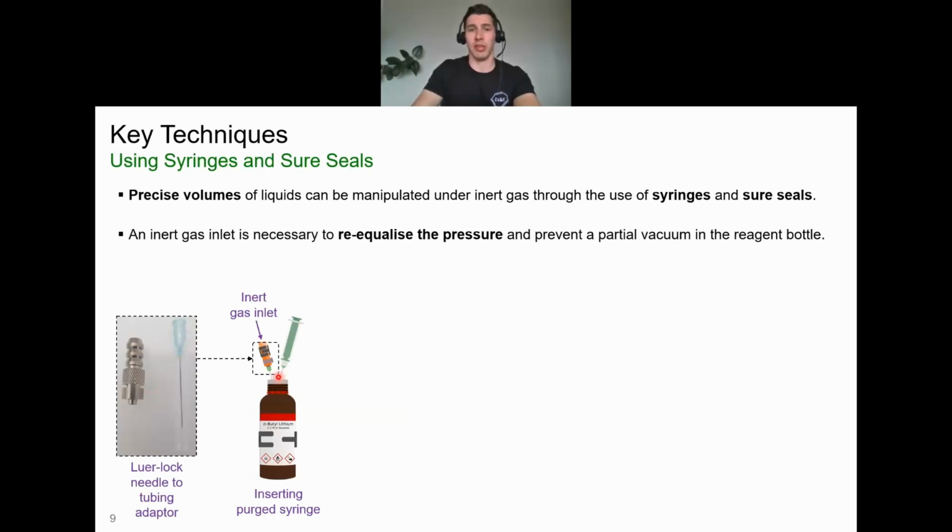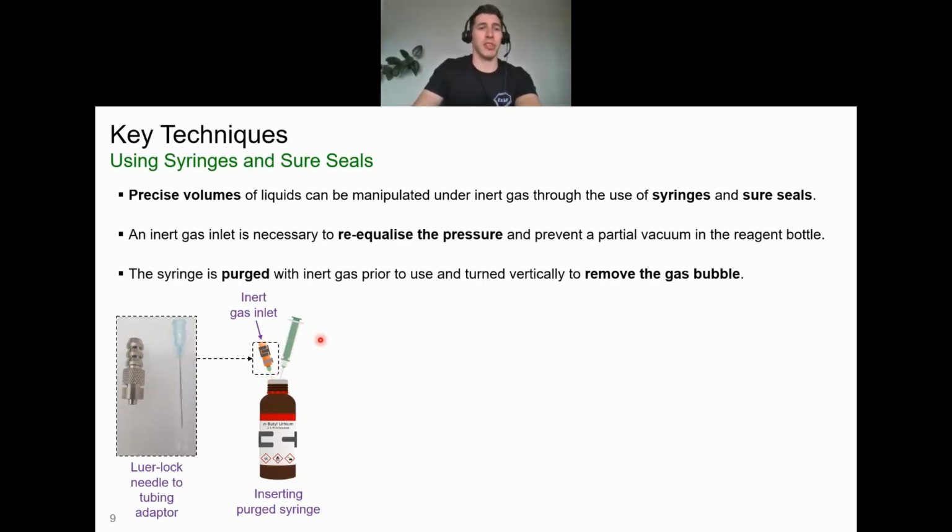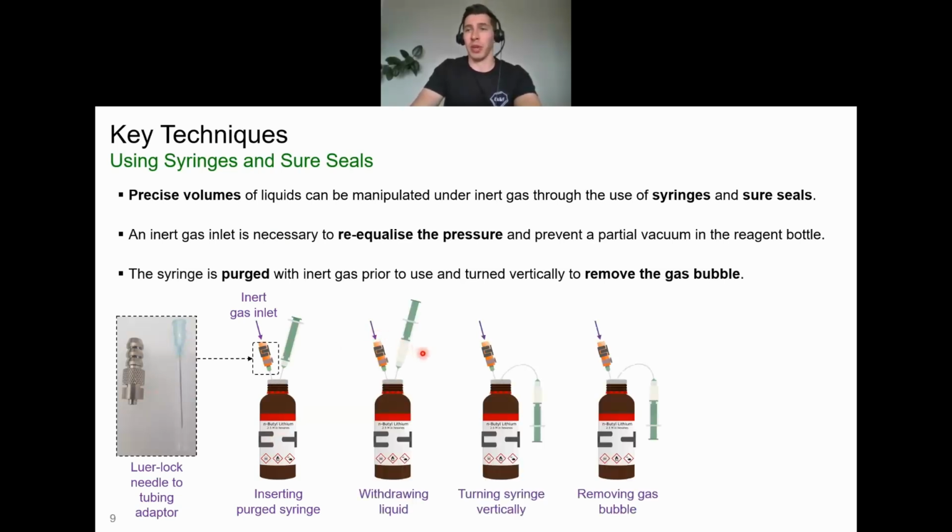That ensures that this rubber septa stays in good condition. Once the syringe is purged, we want to withdraw the amount of liquid that we need, plus some extra. The reason for getting that extra amount is that we also need to remove the gas bubble that inherently comes over.